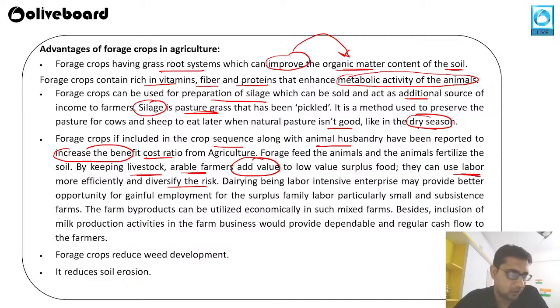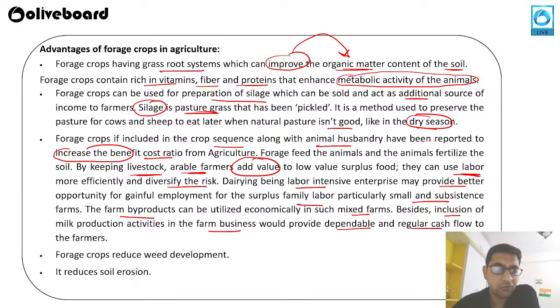which they can use for selling. Now, dairying being a labor-intensive sector, entry into it may provide better opportunities for employment for surplus farm labor, particularly on small and subsistence farms. The farm byproducts can be utilized economically in such mixed farms. Besides, the inclusion of milk production activities would provide a dependable and regular cash flow to the farmers.